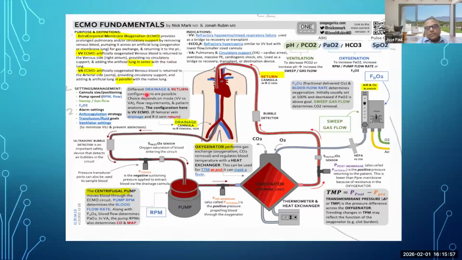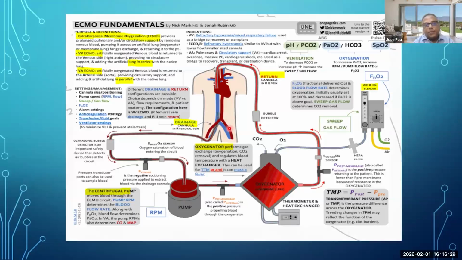You have to remember that this circuit is in series with the native lung and the heart, and the oxygenated blood is returned back into the patient's body. So you are actually supporting the lung function. Whereas in veno-arterial ECMO, instead of returning to the right atrium, the blood is returned into the femoral artery, and the tip usually goes somewhere near the aorta. So this is a veno-arterial ECMO.